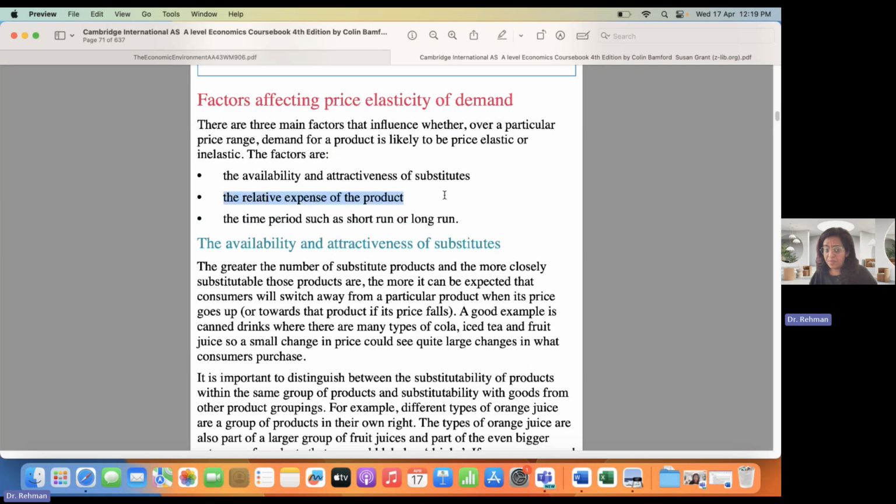Next is the relative expense of the product. Remember in the example of salt, I told you, even if I increase the prices of salt by 100%, you would still buy it because overall it is cheap. Instead of making it 20 rupees, I make it 40 rupees. Still, it's doable because even then it is not too expensive for you. So relative expense of a product in your total salaries, the time period such as long run or short run.